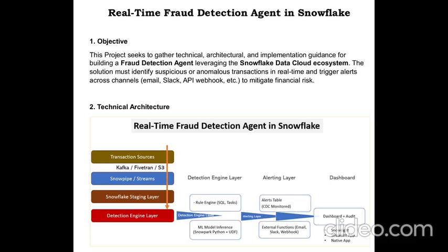You use Snowpipe streaming for the real-time ingest. The rule engine, just SQL views and tasks, standard stuff. Machine learning, that's Snowpark bringing Python right to the data. No complex ETL needed just for scoring. And the alerts, Snowflake external functions. Yeah. Secure, native way to trigger external actions.